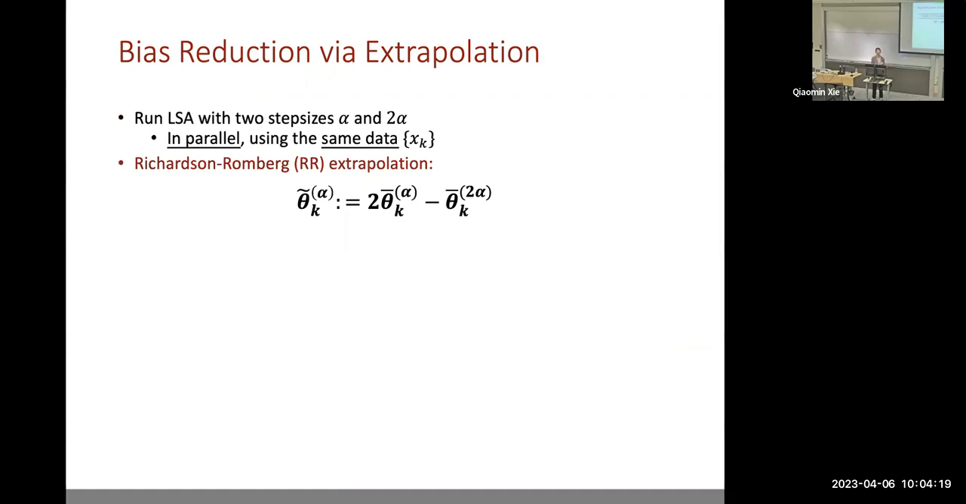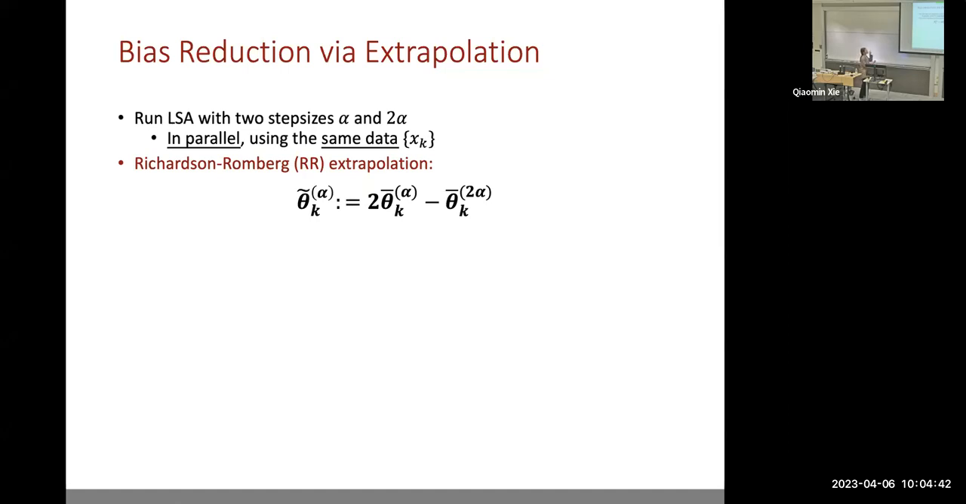So you don't need to get the extra data for the different iterates. Now with these two iterates, we can construct the so-called Richardson-Romberg extrapolation sequence. It's just the linear combination of the two iterates by using these two different step sizes. It will become clear why we choose the coefficients in this way.